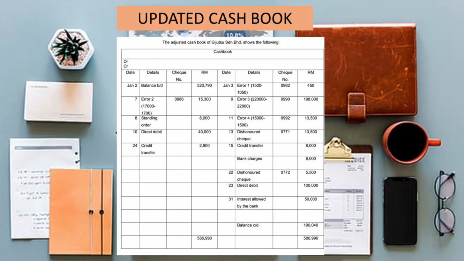We also added dishonored check, credit transfer, bank charges, direct debit, and interest allowed by the bank. This transaction was in debit side of the bank statement but not recorded in the original cash book. After adjusting the cash book, we prepared the bank reconciliation statement.